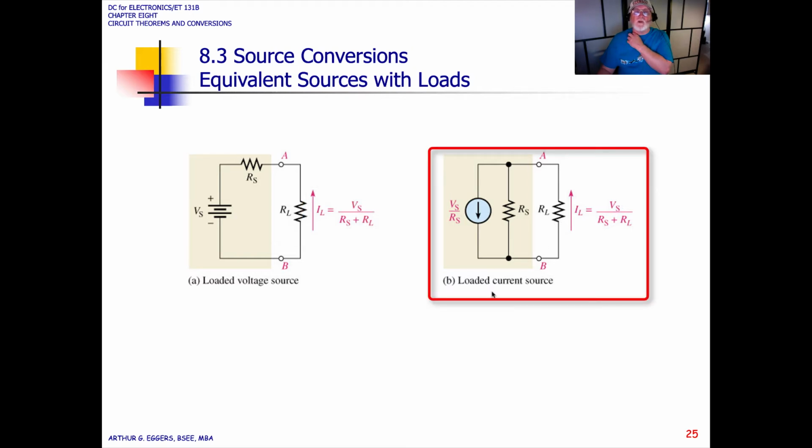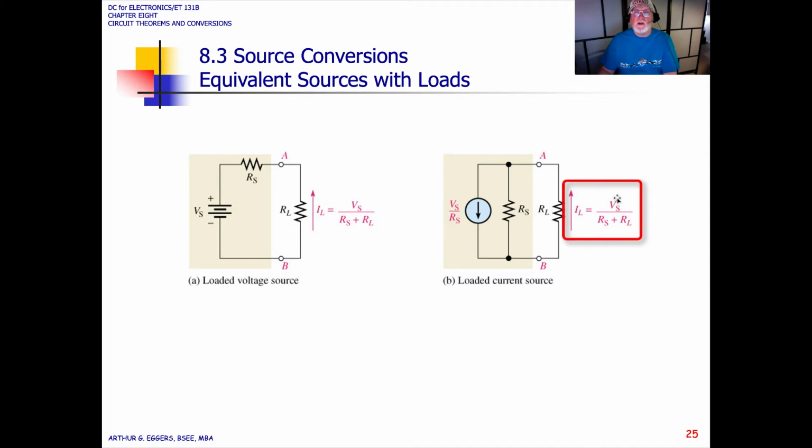To calculate for the loaded current source, where we are using the shunt resistor, we now have the same relationship. The current is V source by R internal plus the load, and we calculate the total current as V source by R internal, because we have the current splitting between these two branches now.